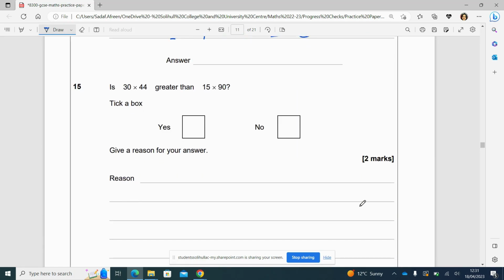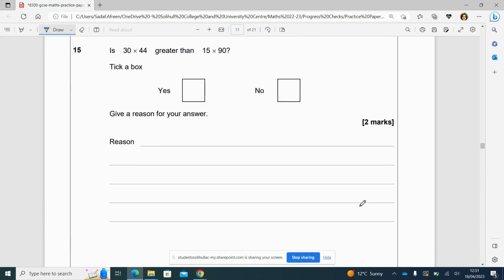Okay, next is number 15. It says, is 30 times 44 greater than 15 times 90? So you will say no, and the reason is because 15 is half of 30. So you say half of 30 is 15, okay, but 44 is more than half of 90.